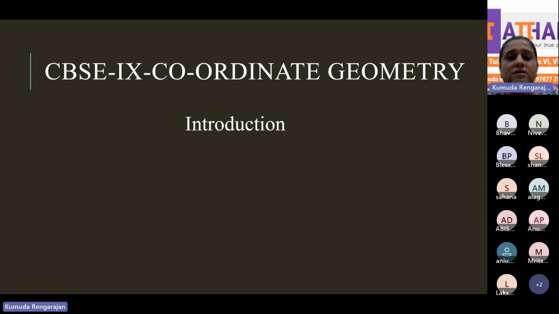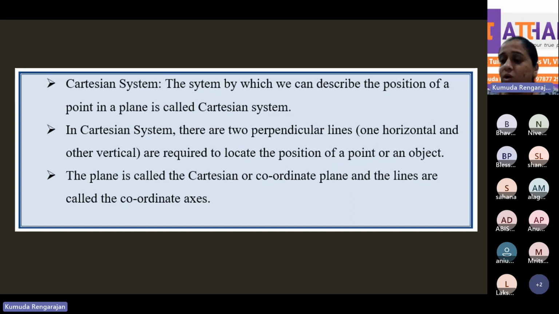All right, so now formally I'm starting off this chapter, because I haven't given you the introduction to this chapter. So, coordinate geometry. Now, coordinate geometry, also called the Cartesian system, is used to describe the position of a point in a plane.